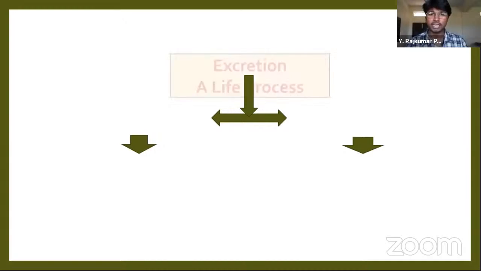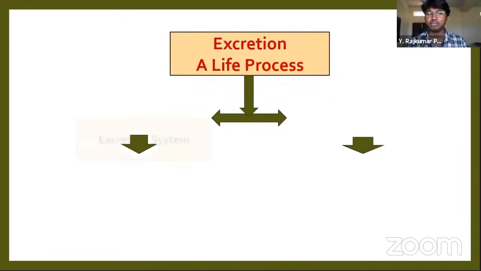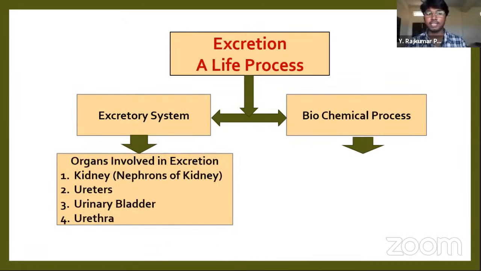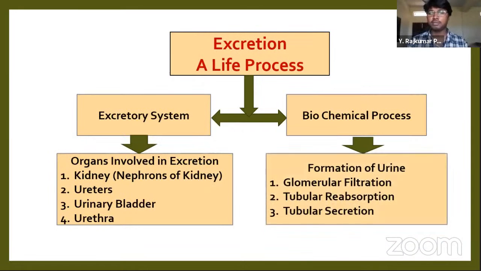So this is again the introduction. We learn about the excretory system and the biochemical processes involved in excretion. In the excretory system, we learn the kidney, ureter, urinary bladder, urethra, and the biochemical process. We learn about 3 steps. The first step is glomerular filtration, the second is tubular reabsorption, and the third is tubular secretion. This is the complete picture of what we are going to learn from this chapter. We have already studied this, that's why I'm going a little faster.